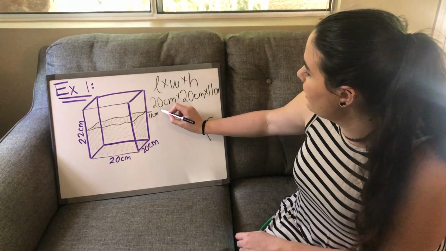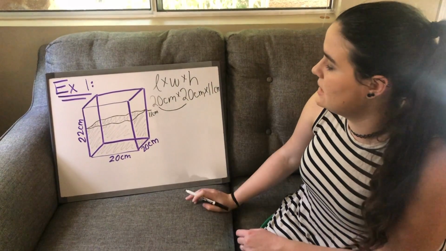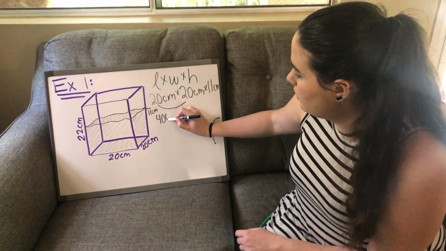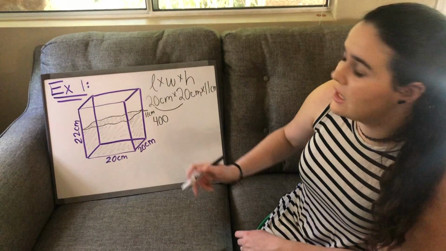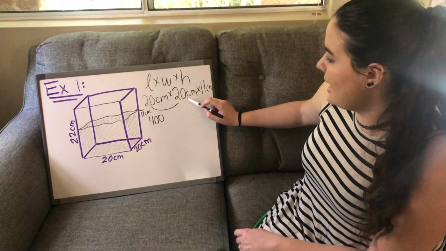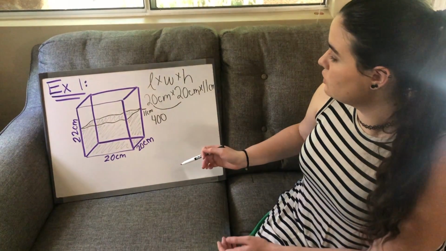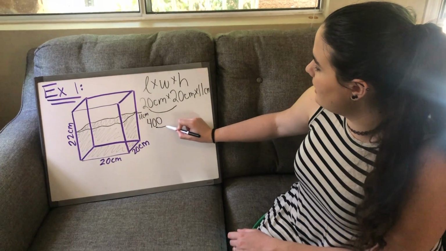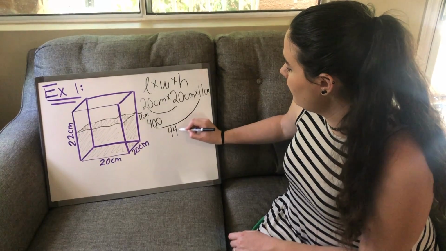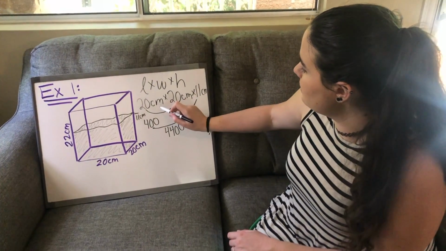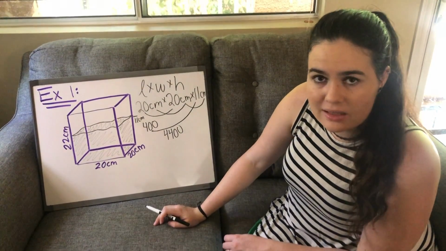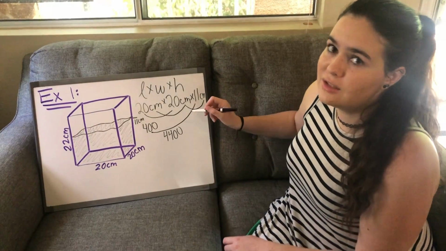Let's multiply this out. 20 times 20 is 400. You can think of this as 20 times 2, which is 40, and multiply that by 10, and that would be 400. Next, we're going to multiply 400 by 11, which is 4,400. And now we'll multiply centimeters by centimeters by centimeters, which is centimeters cubed.